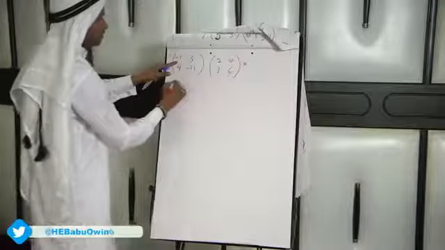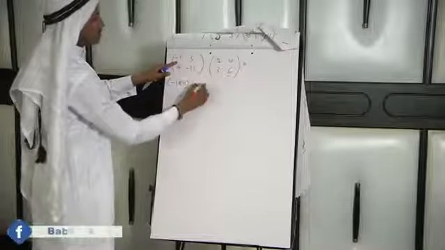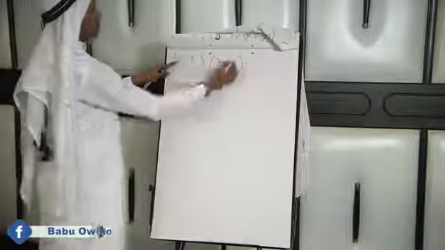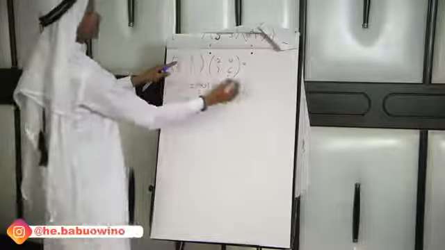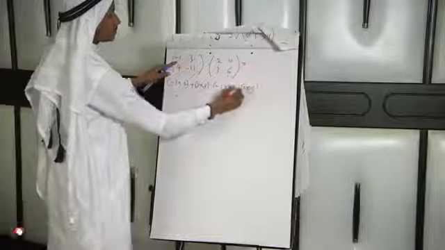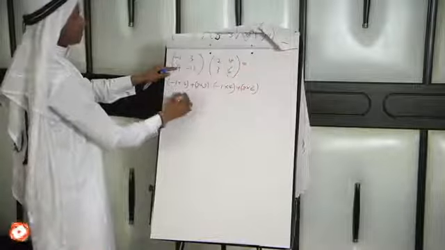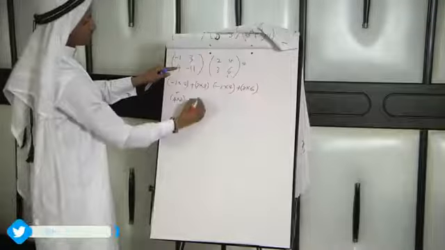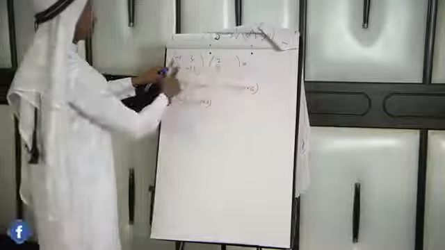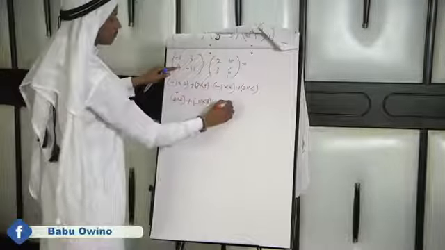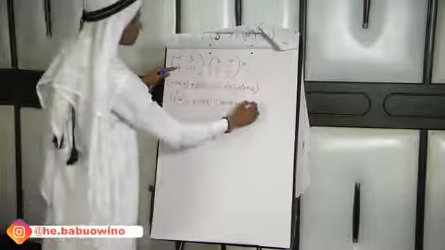So this becomes minus 1 times 2 plus 3 times 3. Then minus 1 times 4 plus 3 times 6. Then here 4 times 2 plus minus 11 times 3. Then the last one, 4 times 4 plus minus 11 times 6.